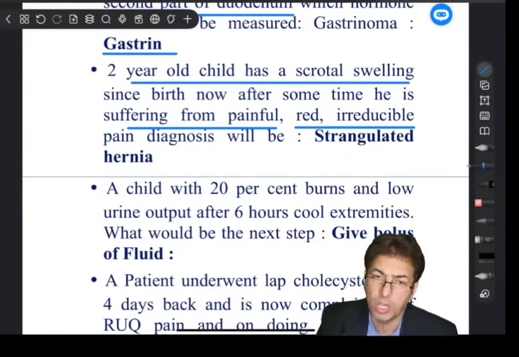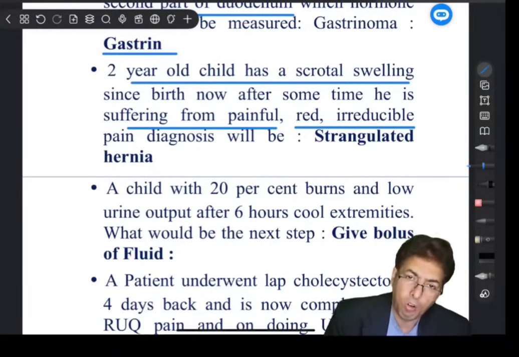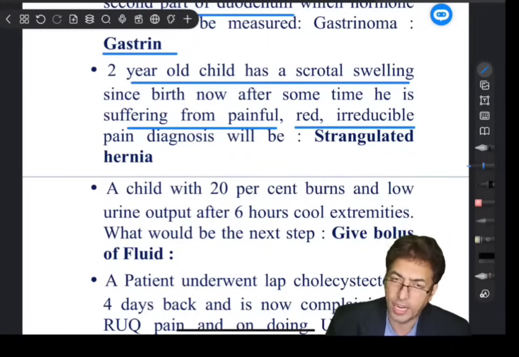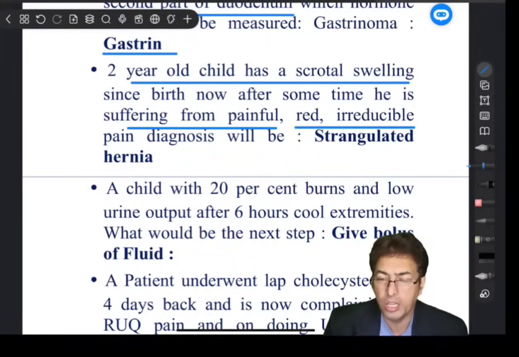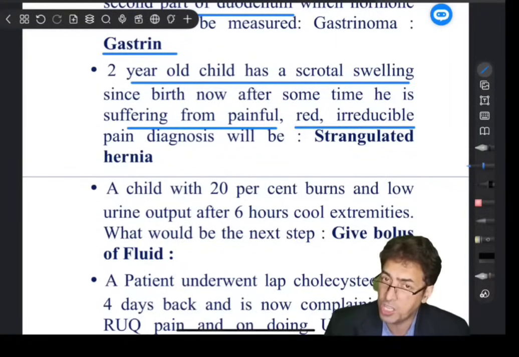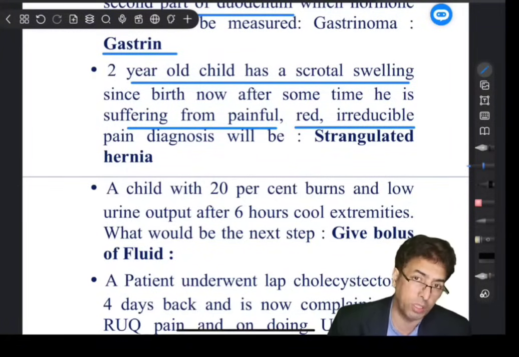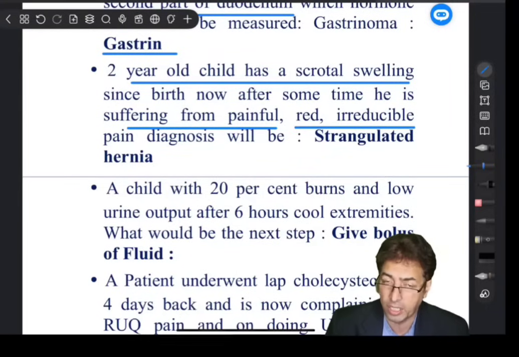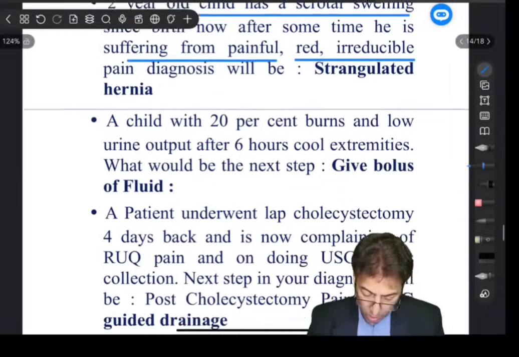Basically, once somebody presents with an outpouching of an organ, that is classically called a hernia, and hernias can be reducible, hernias can be irreducible, hernias can get strangulated, and once they present with pain, redness, and increased tenderness, at that point of time we call that hernia a strangulated hernia. So you have to remember the features of a reducible, irreducible, and strangulated hernia, whether the hernia is femoral, inguinal, or of any other category. That's very important. Now this was a question asked.